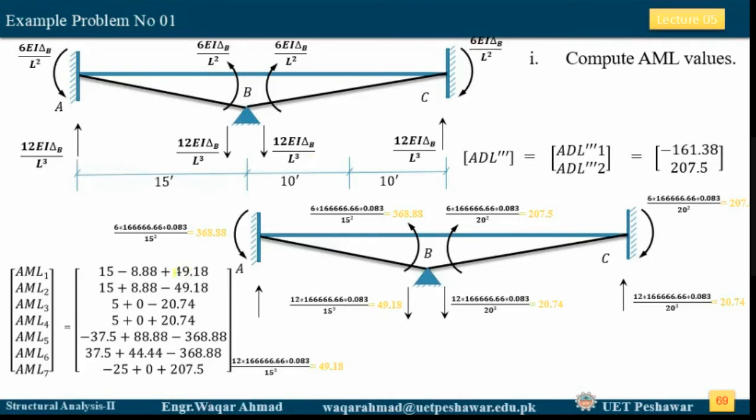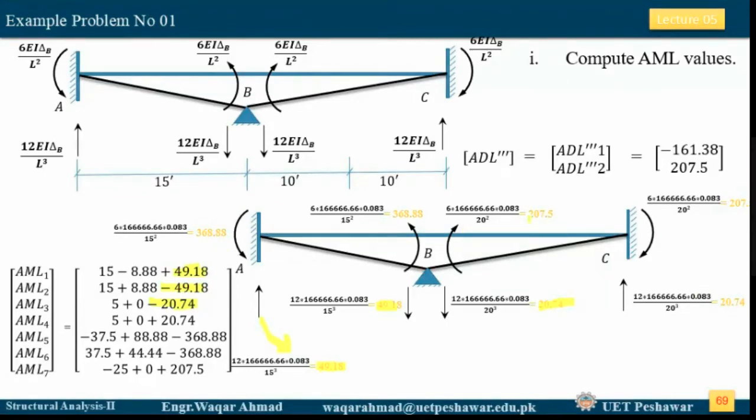So now this 49.18 value is coming from where? It is coming from this one. Okay, both are the same thing actually. This negative 49.8. Why? Because this is downward, and the assumed direction of our AM2 is upward. This is also downward, so it will be taken as negative. And similarly, you have to pick all these values. This is the AML4, this is the AML5, this is the AML6, this is the AML7.